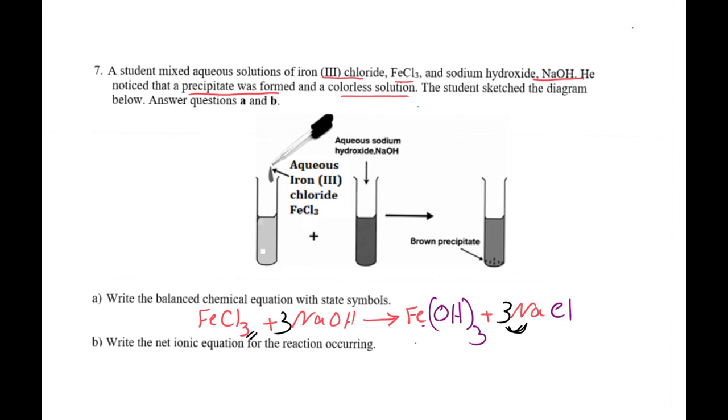The last step is to write the state symbol. Iron 3 chloride is aqueous, and this is mentioned in the question. Sodium hydroxide is also aqueous, and you know that from solubility. All group 1 salts are soluble. A precipitate formed, as he said, a precipitate was formed, so this one is precipitate. NaCl is an aqueous solution.